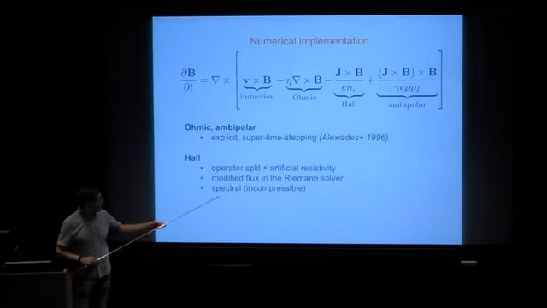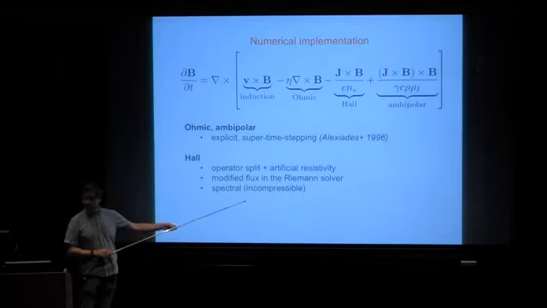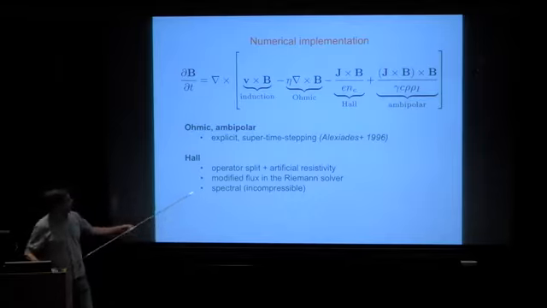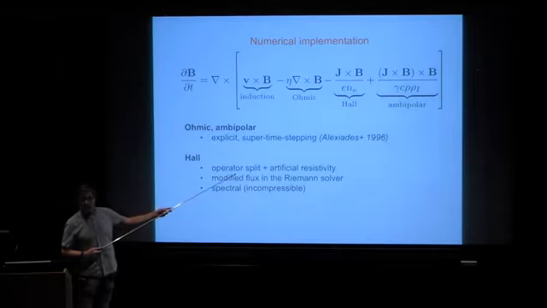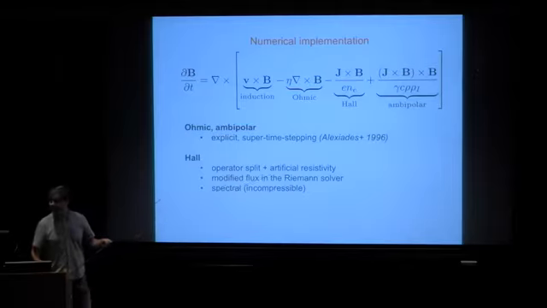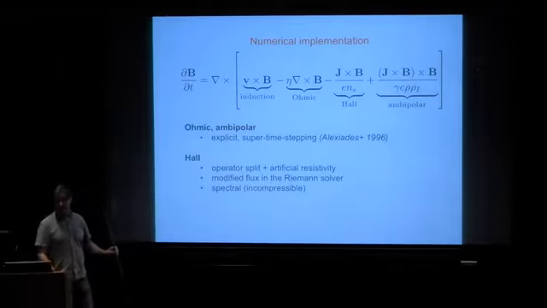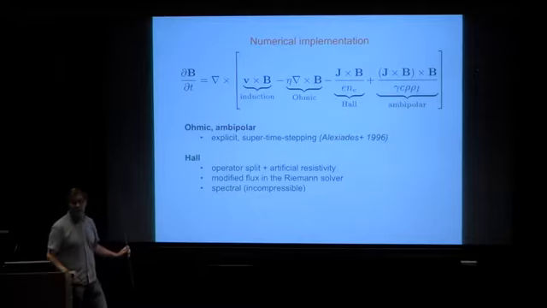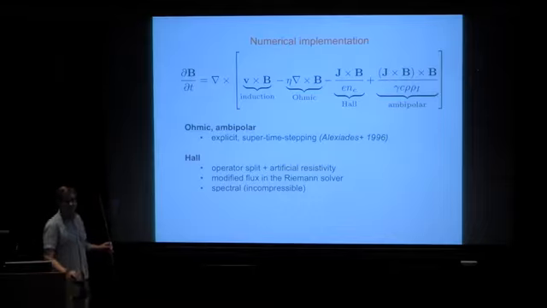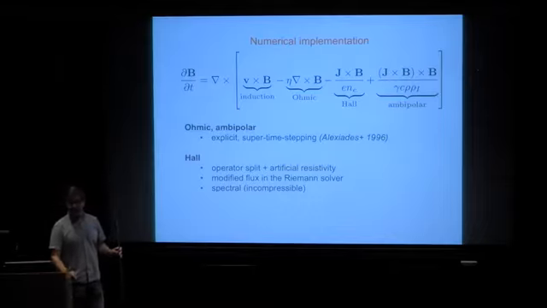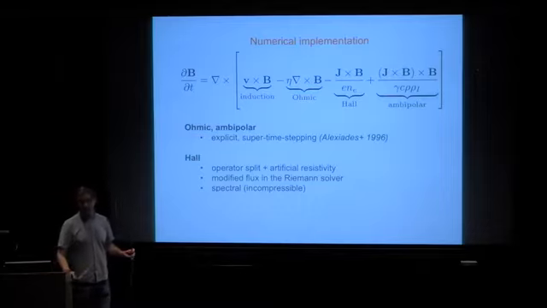There is some work using spectral approaches, done for incompressible fluids at least. It's been done in an operator split approach, which would be maybe the simplest approach you might imagine. Often they need to add an artificial resistivity of some kind to stabilize things. And it's been done by modifying the flux in the Riemann solver. So there's a variety of methods. In principle, it could be done for compressible fluids, but the papers published so far have done it in the incompressible regime.